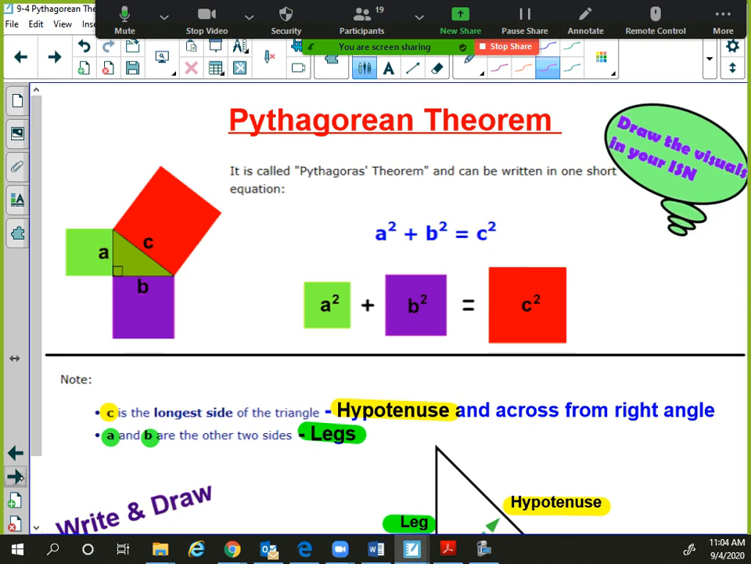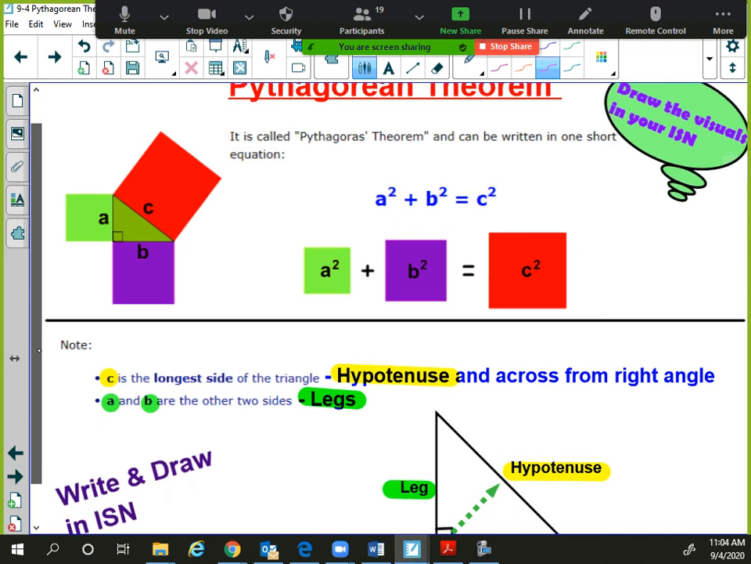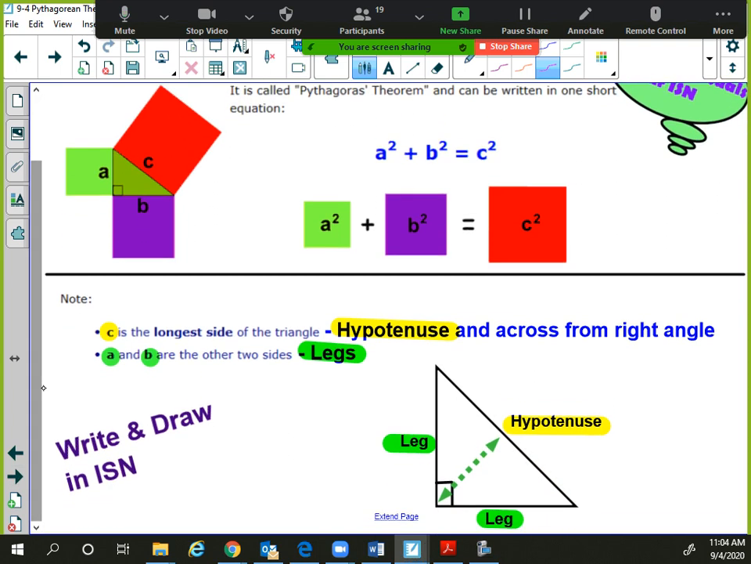Okay, and now let's talk about some of the vocabulary that we'll be using when we're talking Pythagorean theorem. C is the longest side of the triangle. So as in C in the theorem, it is the longest side of the triangle. So we also call that the hypotenuse. Notice it labeled there on the right triangle diagram at the bottom of your notes page. And it's also always across from the right angle. It's the longest side on the triangle, and it's always the side that's across or opposite of the right angle.